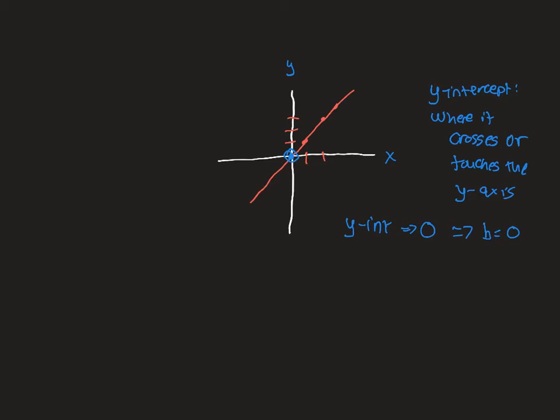And that's why we call it slope-intercept form. So we call it slope-intercept form because it consists of your y-intercept and your slope, which you can clearly see in your equations. And that's slope-intercept form.